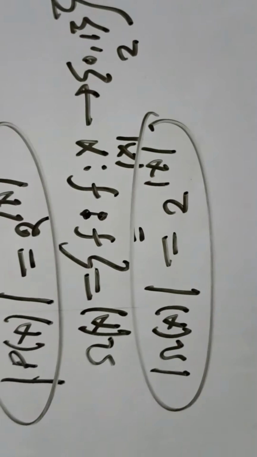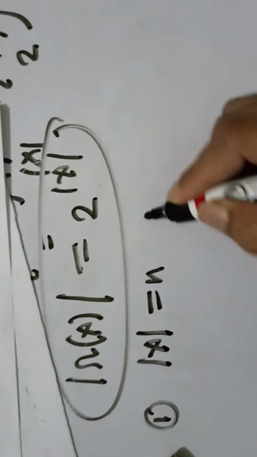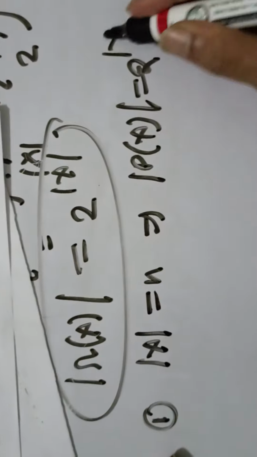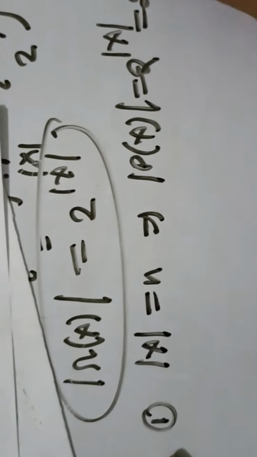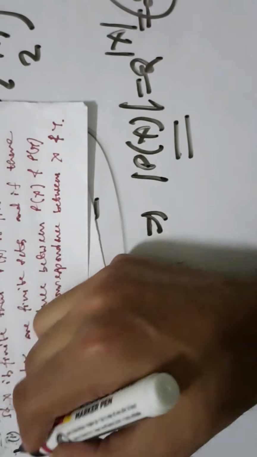Now we go to the options. Option 1 says if X is finite, then the power set is finite. See, if X is finite, suppose X has n elements. Then we all know the cardinality of the power set of X will be 2 to the power n, so it is a finite set. So the option is correct.